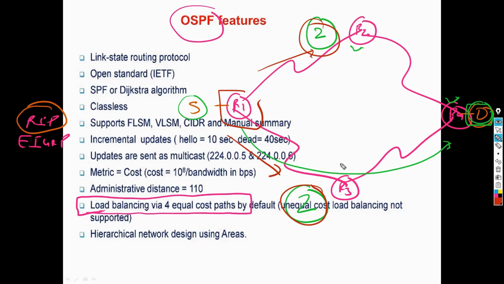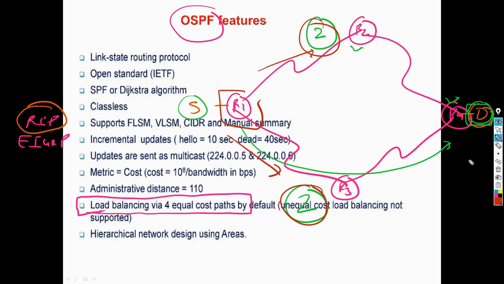To reach any destination, if you have multiple routes with the same metric, then the router will install all the routes into the routing table, and it will always do load balancing. That is called equal cost load balancing. So RIP, EIGRP, and OSPF protocols support equal cost load balancing.